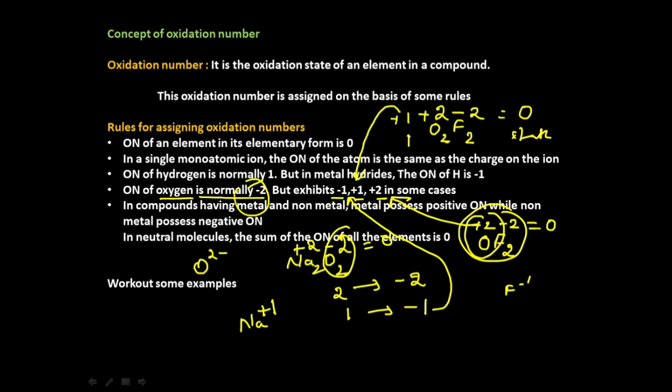So in this way, the oxidation number of oxygen is normally -2, but in some cases it will show +1, -1 and +2 oxidation states. This is about the fourth point.